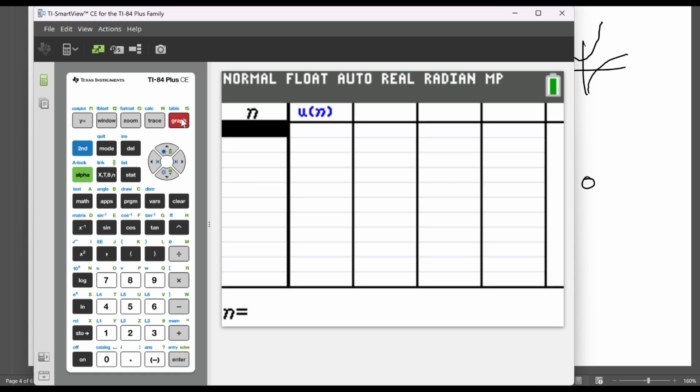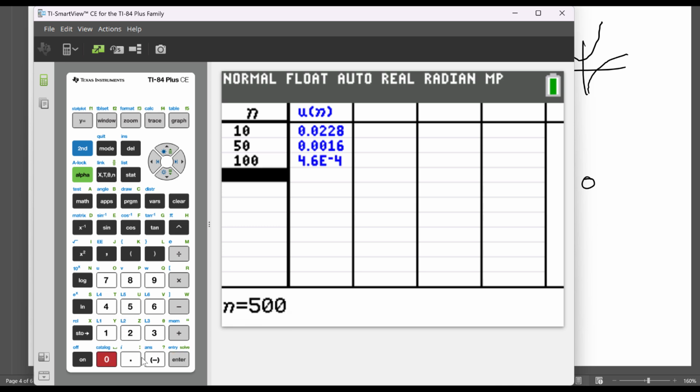And then now let's go to the table. Let's do second graph, go to the table, plug in n equals 10, plug in n equals 50, plug in n equals 100, and we're going to see what we already know from our analytical work. These values are getting smaller and smaller and smaller and going to 0.